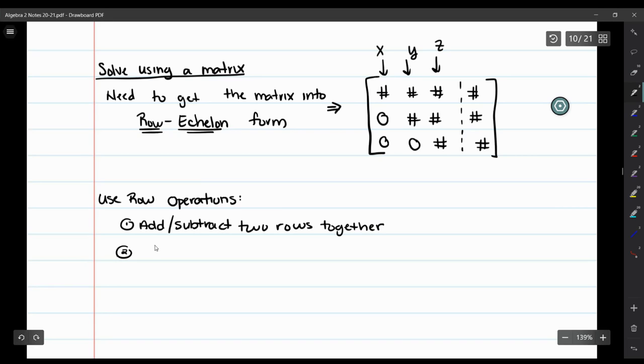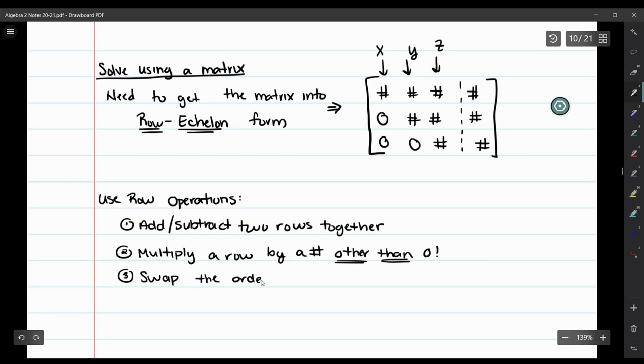The second thing we can do is we can multiply a row by a number other than 0. I can't multiply by 0. So I can multiply by a 2 or a half or a fifth or a -7, whatever. And then the last thing we can do is we can swap the order of 2 rows. We don't use that one very often. But those are the 3 things that I'm allowed to do with a matrix. Those are called row operations.